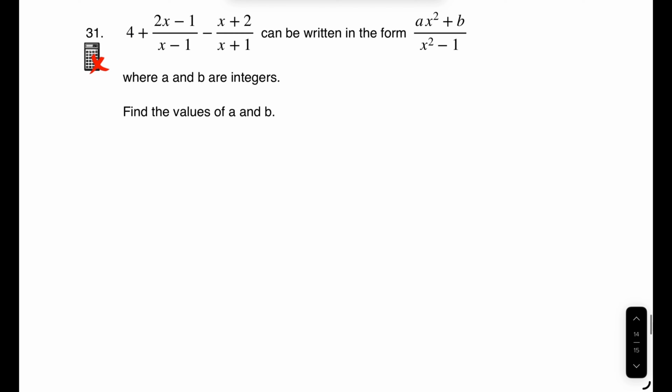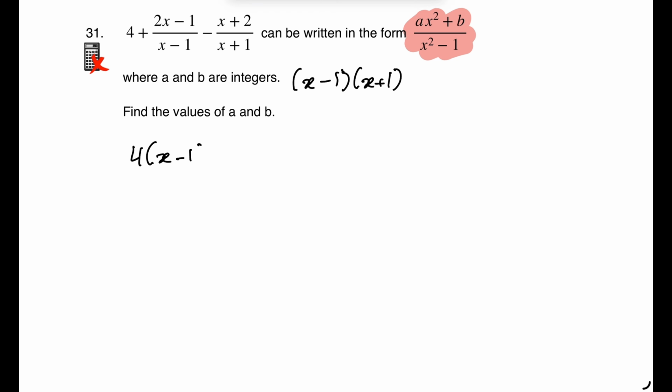Okay, right. This time, we've actually been given a form that we want our final answer in, yeah? We want a x squared plus b over x squared minus 1. A and b are whole numbers. They are integers. Now, we're doing addition and subtraction, so just like before, we're going to have that common denominator. To get the common denominator of x minus 1, x plus 1, on that first term, the 4, I'm going to need to multiply by both of those brackets. So it's 4x minus 1, x plus 1, over x minus 1, x plus 1.